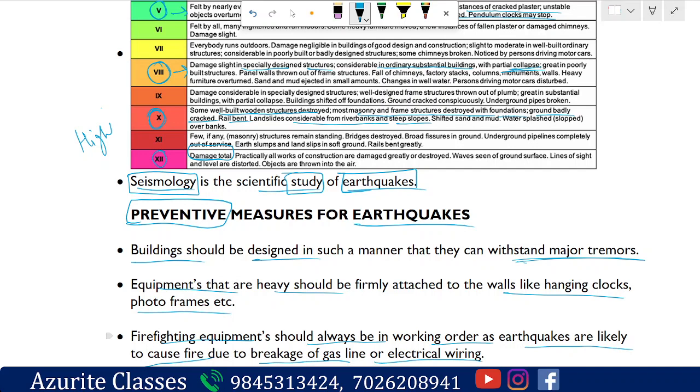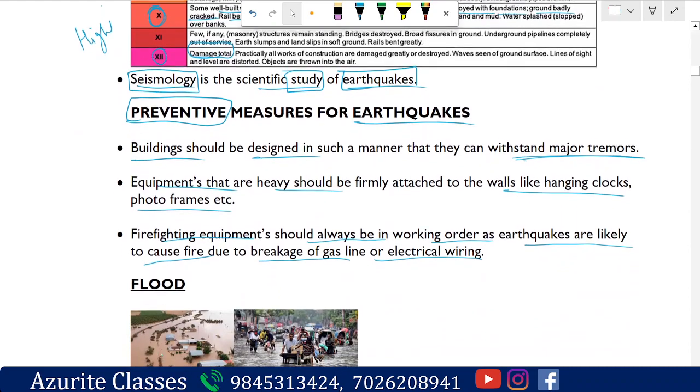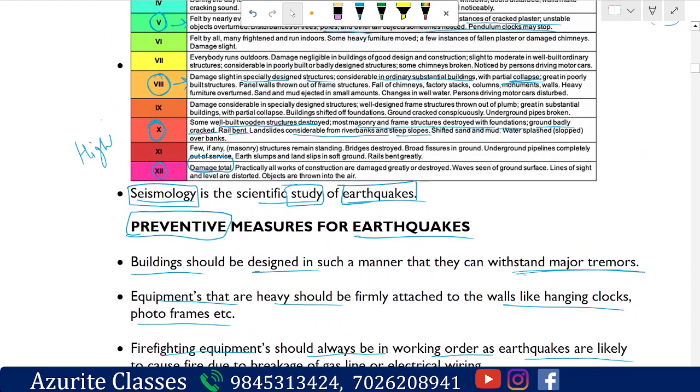Firefighting equipment should always be in working order, as earthquakes are likely to cause fire due to breakage of gas lines, electric wiring, etc., right? So when there is an earthquake, our electric wires get broken. Because of that, there will be a spark, right? If there is a spark, it may cause fire. Or if there is a gas pipeline, it may get damaged, and that may cause fire. So whatever firefighting equipment is there, it should be kept in proper order, in a safe place, where the damage due to the earthquake may not be so much, okay? Understand? Good. So any doubt for the earthquake?